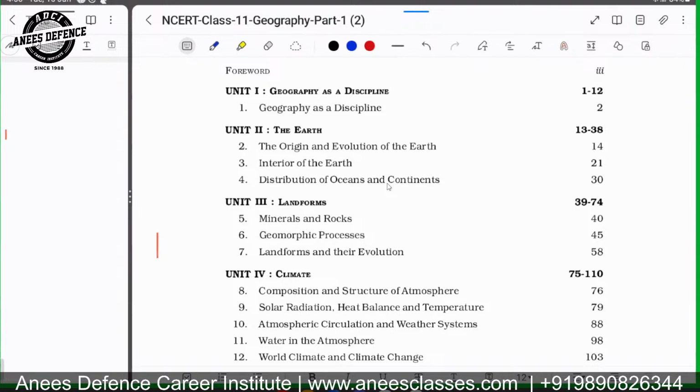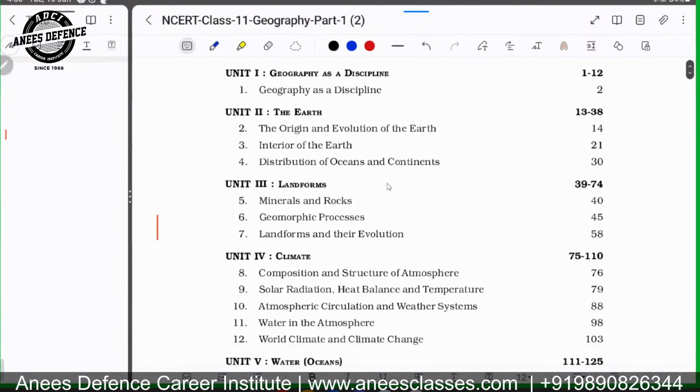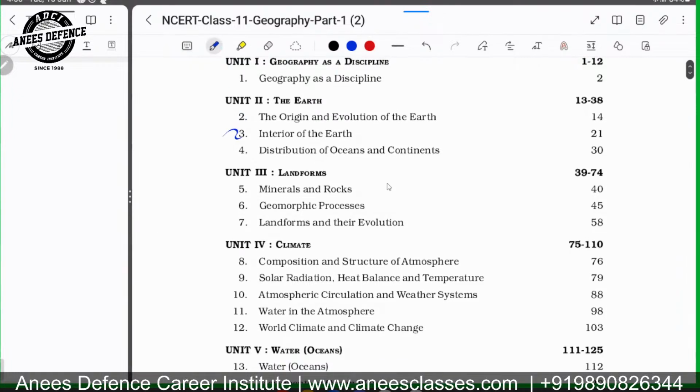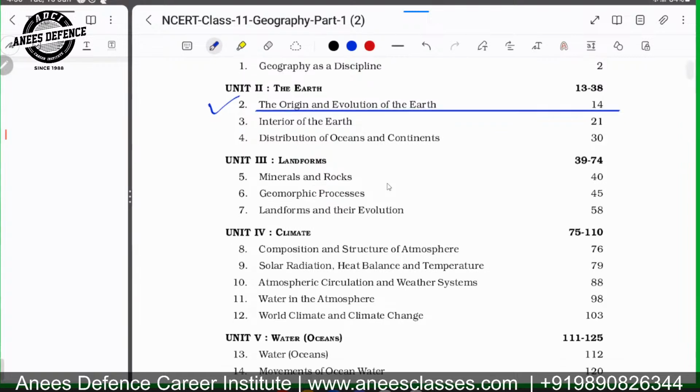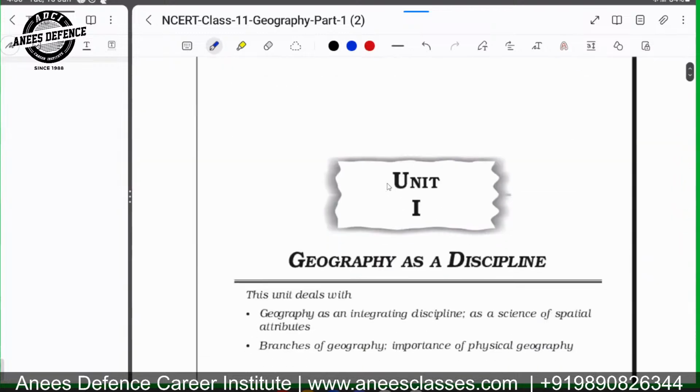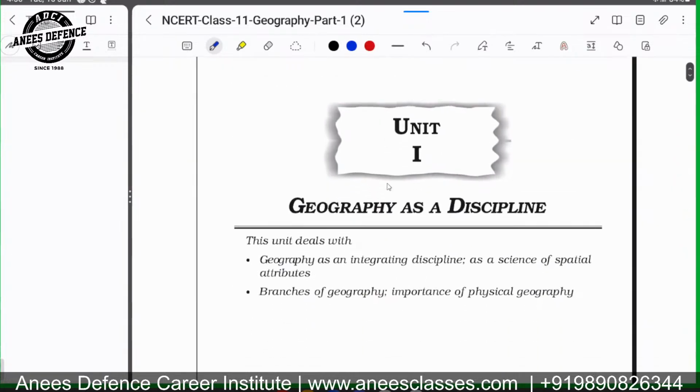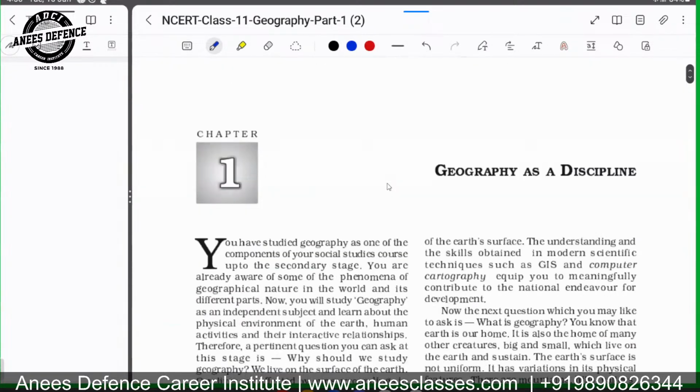And the title of the chapter is Origin and Evolution of the Earth. Okay, let us start this chapter. Origin and evolution of the earth. So in this chapter we will be studying how earth got originated. Not only earth, we will be studying about the origin of the universe.